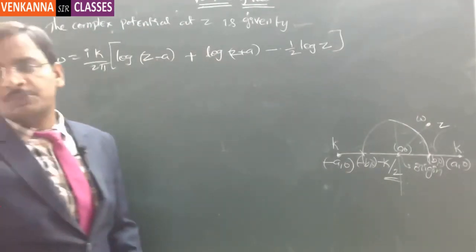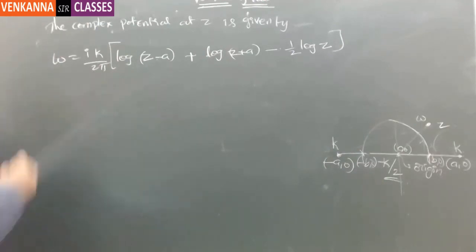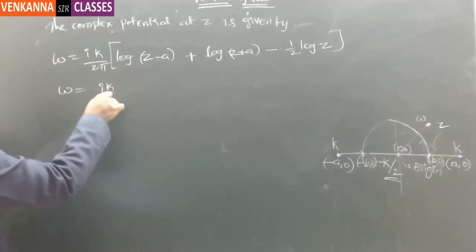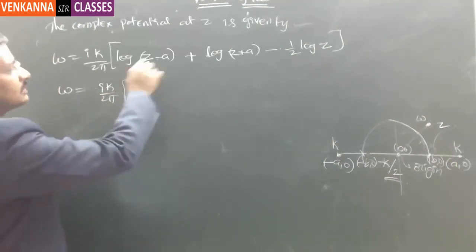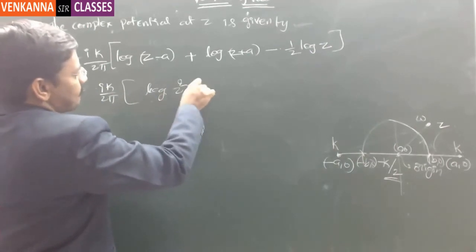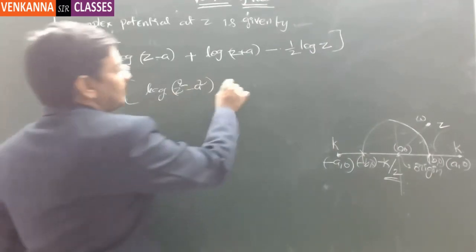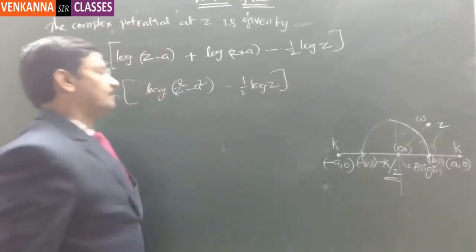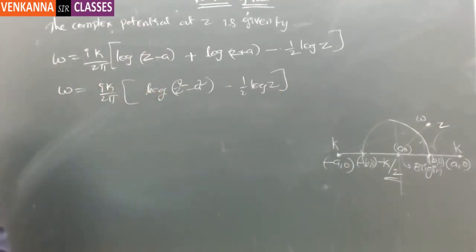Now this is the total complex potential. You can put it in a simpler format: ik by 2 pi times log of Z squared minus A squared, minus half log Z. So this is the complex potential.